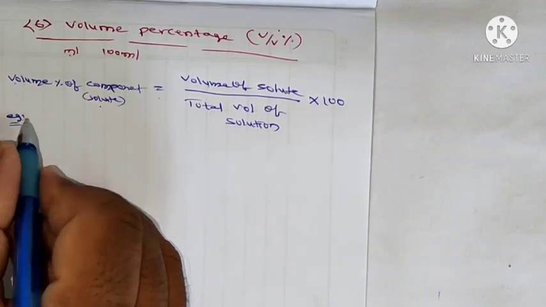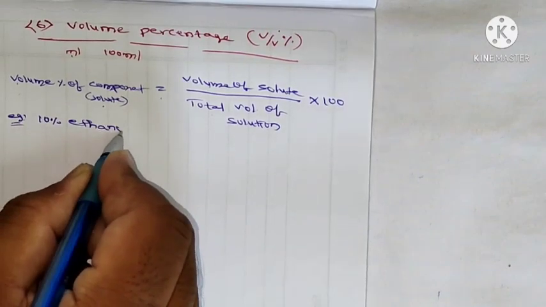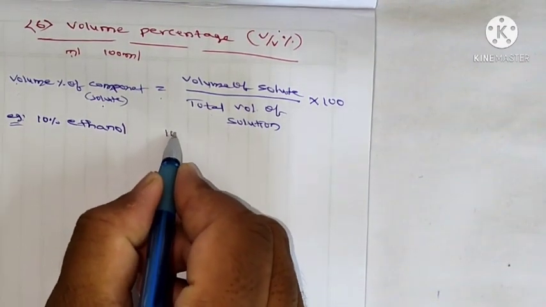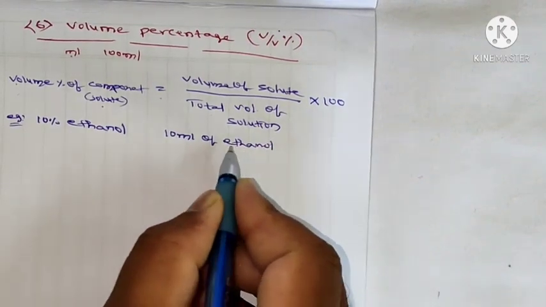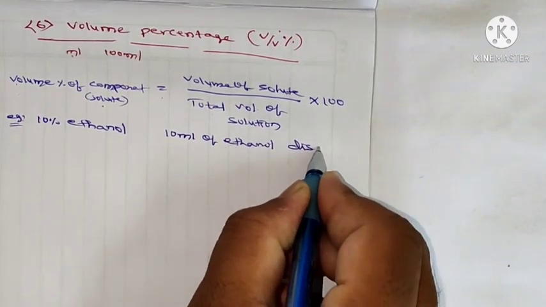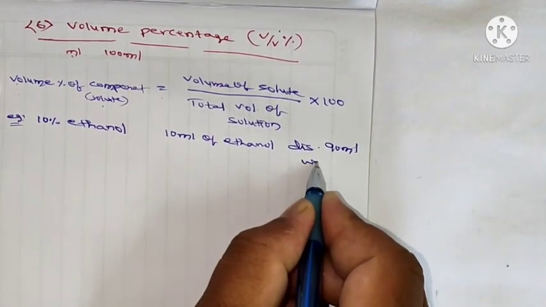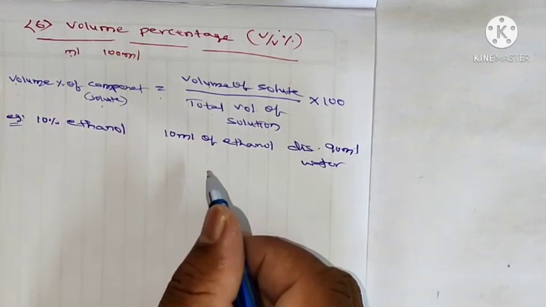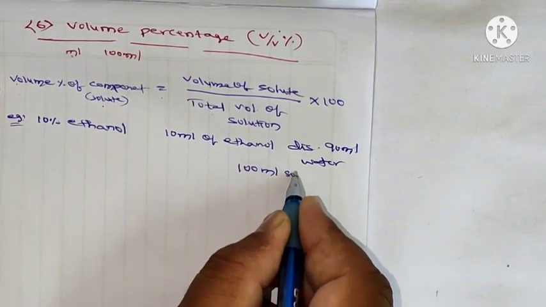For example, I am taking a 10% ethanol solution. A 10% ethanol solution means 10 ml of ethanol dissolved in 90 ml of water. Then the resulting solution is 100 ml.